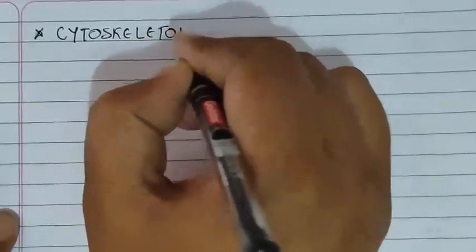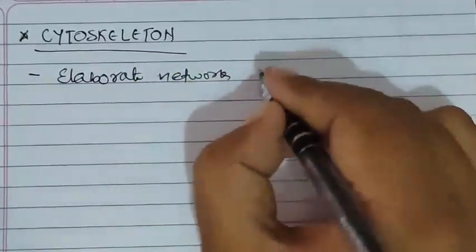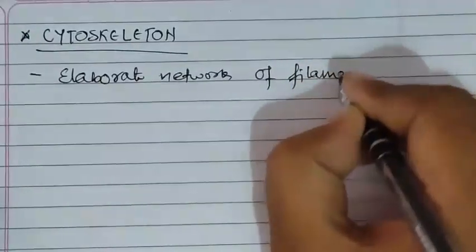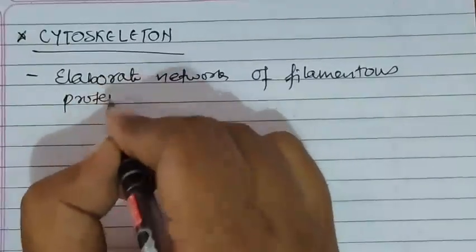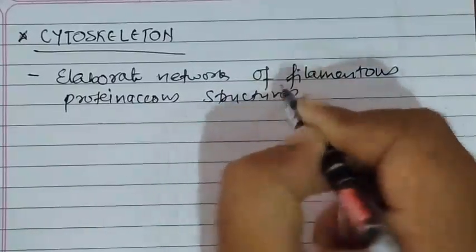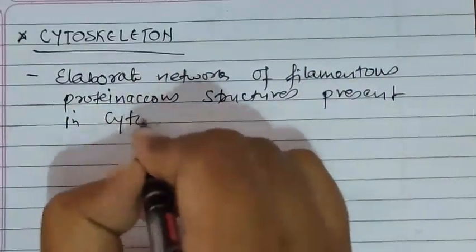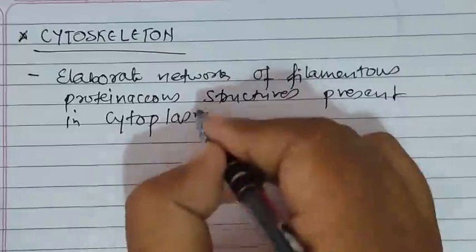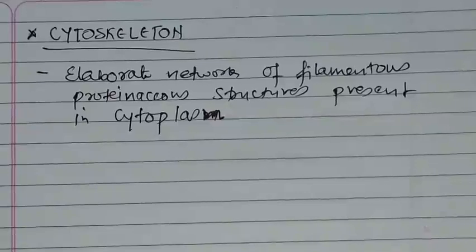Cytoskeleton. Cytoskeleton means it is an elaborate network of filamentous proteinaceous structures present in the cytoplasm of the cell. So these are the elaborate networks of filamentous proteinaceous structures which are present in the cytoplasm.